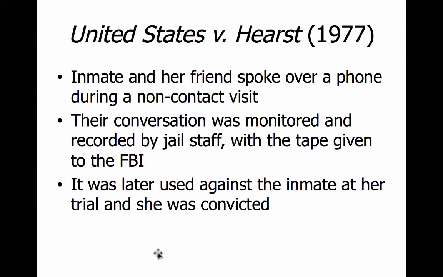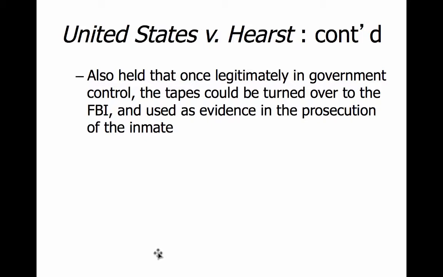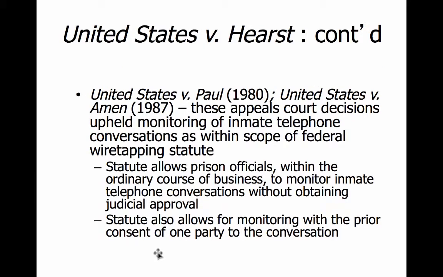In U.S. v. Hearst, 1977, an inmate and her friend spoke over a phone during a non-contact visit. The conversation was monitored and recorded. It was later used against the inmate at trial. She was convicted and appealed. The issue was whether making and using that tape was a violation of the Fourth Amendment. The appeals court upheld the process and said the jail had a justifiable security purpose for monitoring and recording the conversation, and also held that once legitimately in government control, the tapes could be turned over to the FBI and used as evidence.